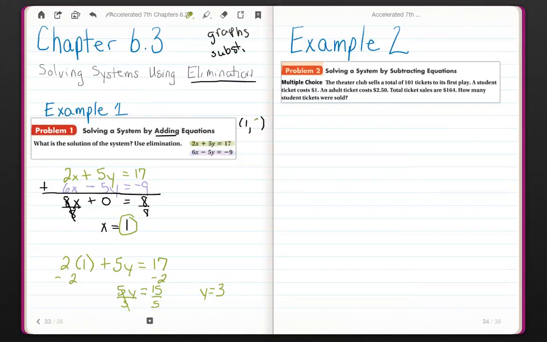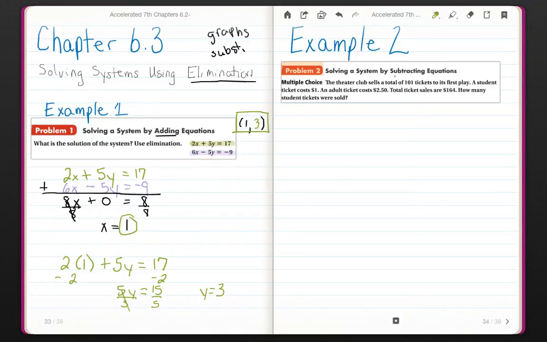So there is the other coordinate for my ordered pair. So the pair 1, 3 is my answer. If you try plugging 1, 3 into both of these equations, they will both work. So this first time I added, and the reason I added is because I had a positive and a negative that canceled each other out.